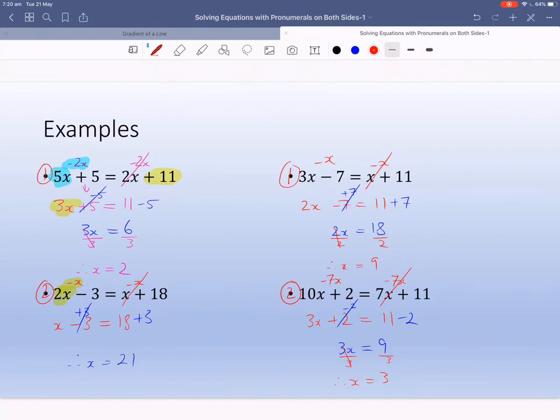That's the lesson on solving equations with pronumerals on both sides.